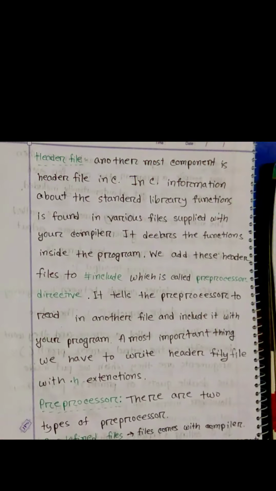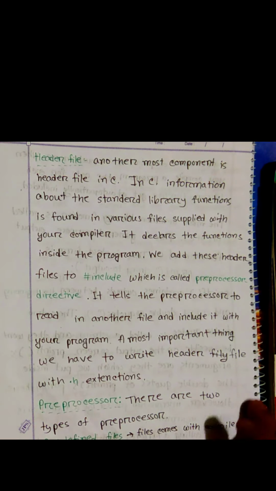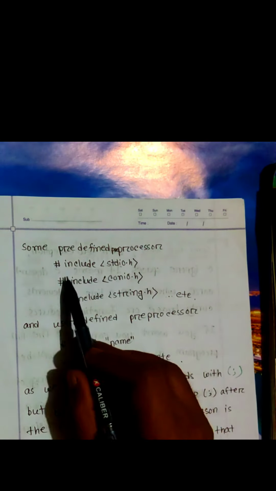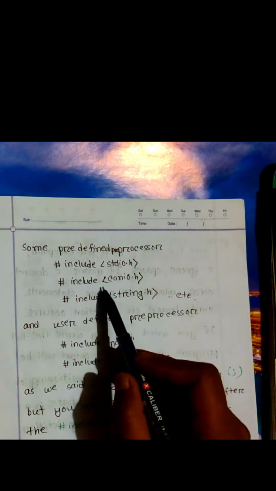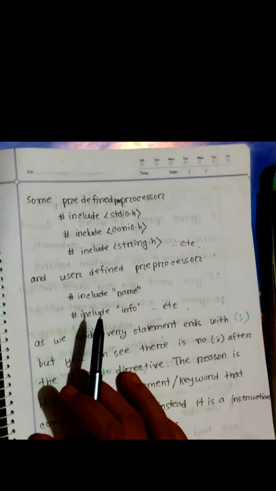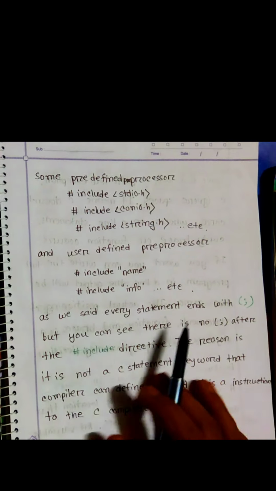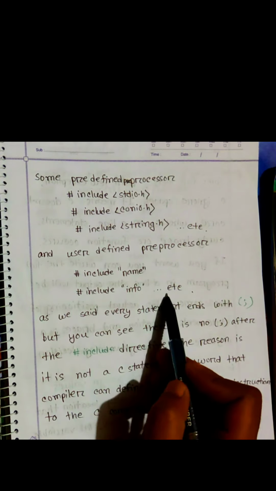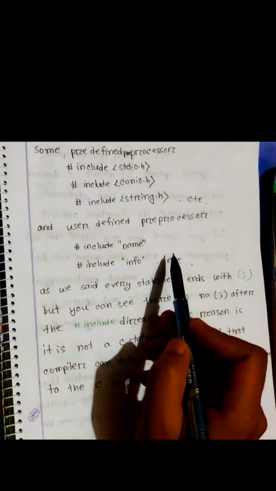Okay, let's move on. Some predefined preprocessors include stdio, conio, string, etc. As I said before, it's my notepad, and user-defined preprocessors are like name, info, etc.